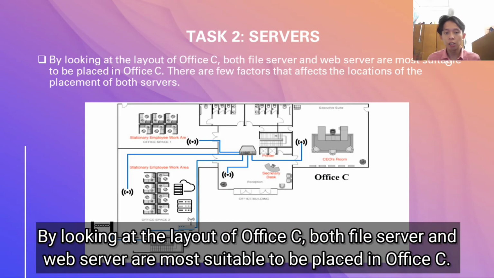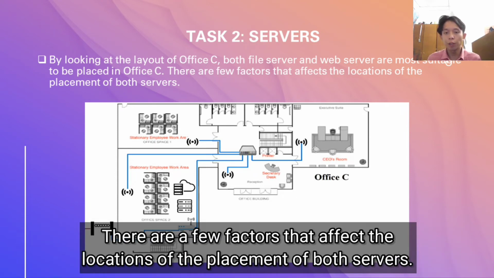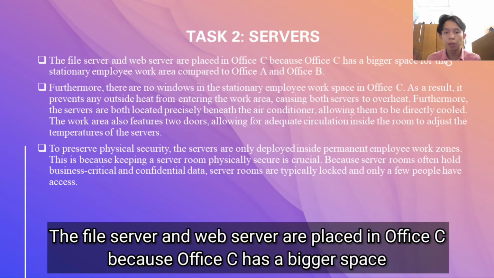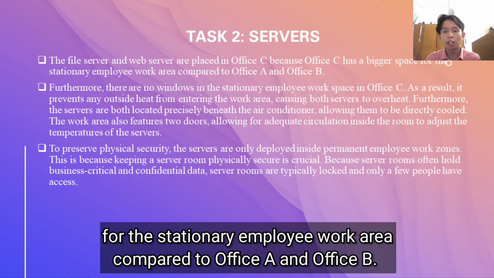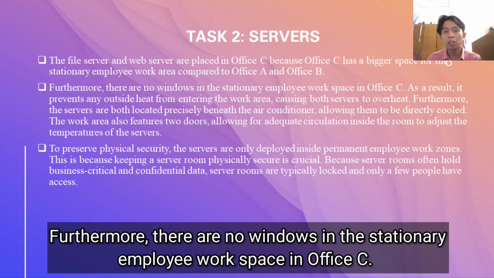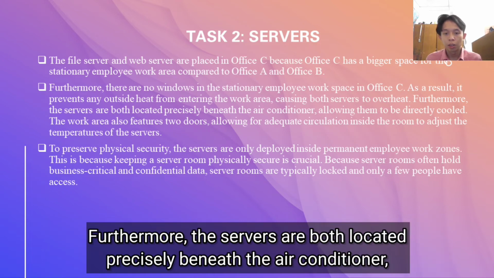Looking at the layout of Office C, both the file server and web server are most suitable to be placed in Office C. There are a few factors that affect the placement of both servers. The file server and web server are placed in Office C because Office C has a bigger space for the stationary employee work area compared to Office A and Office B. Furthermore, there are no windows in the stationary employee workspace in Office C.